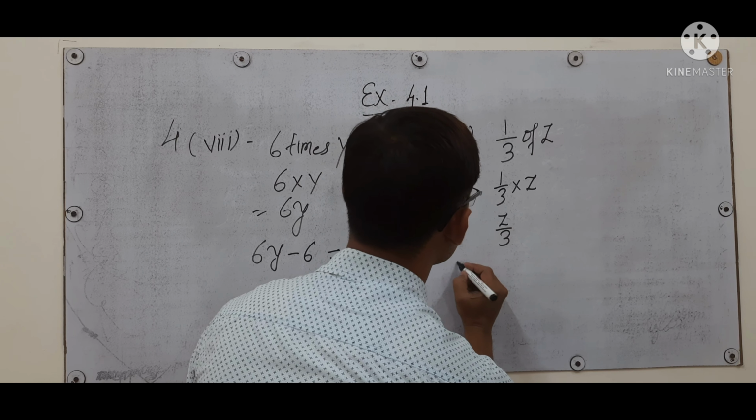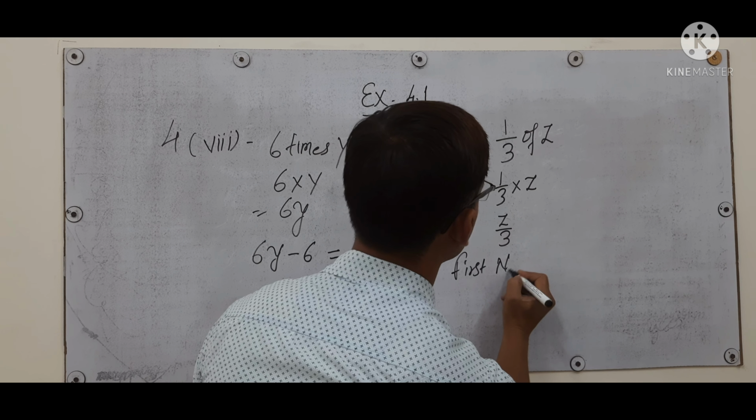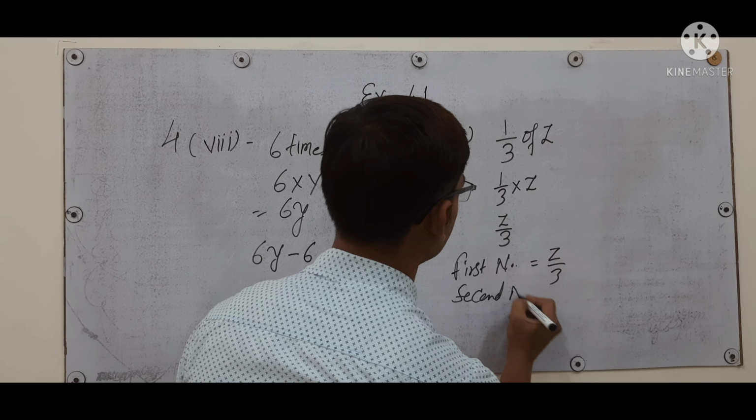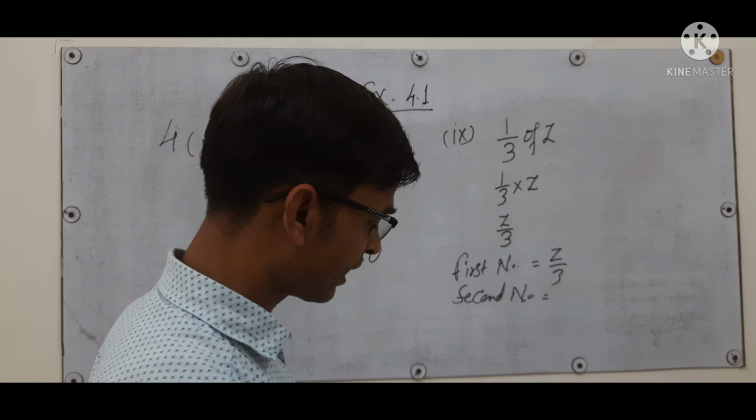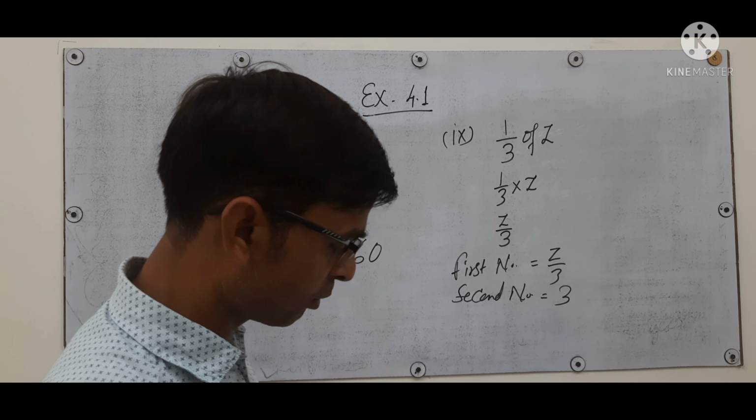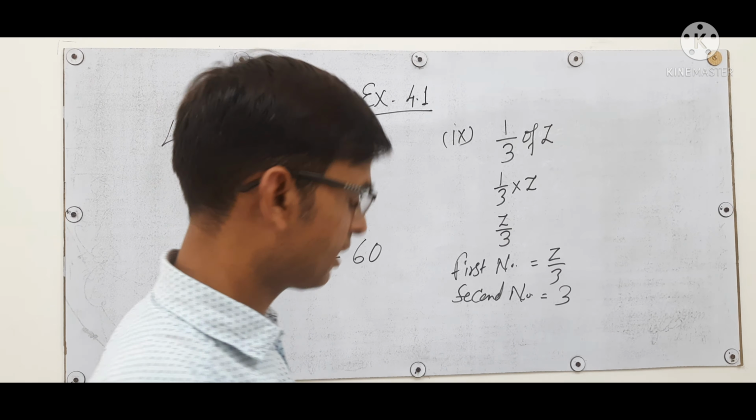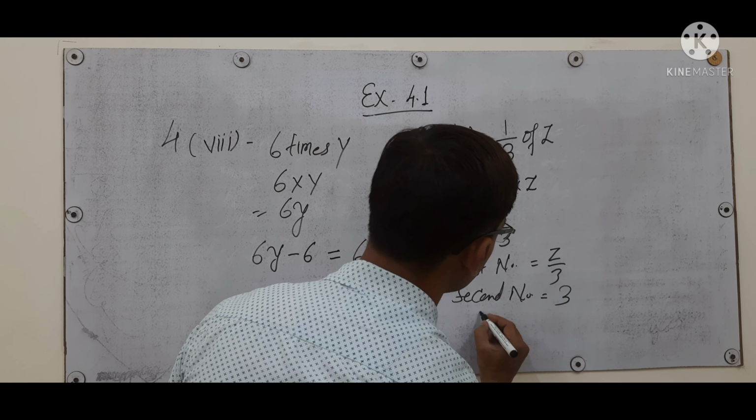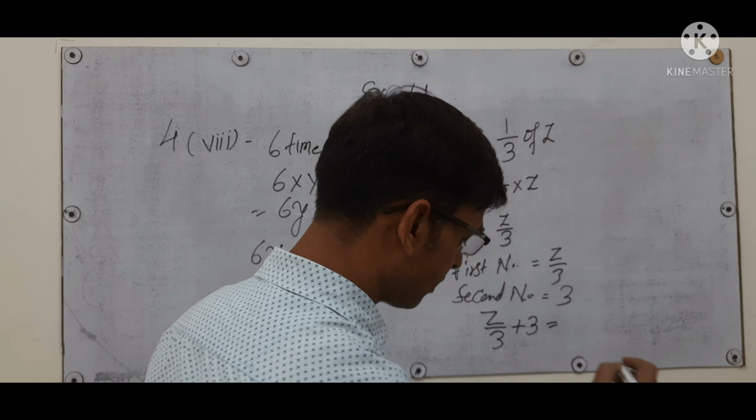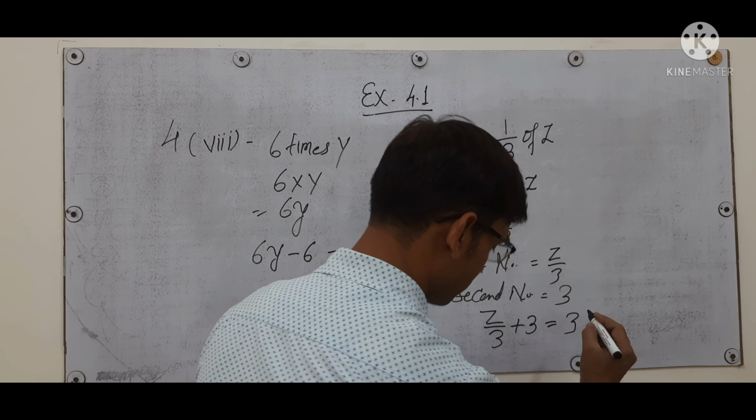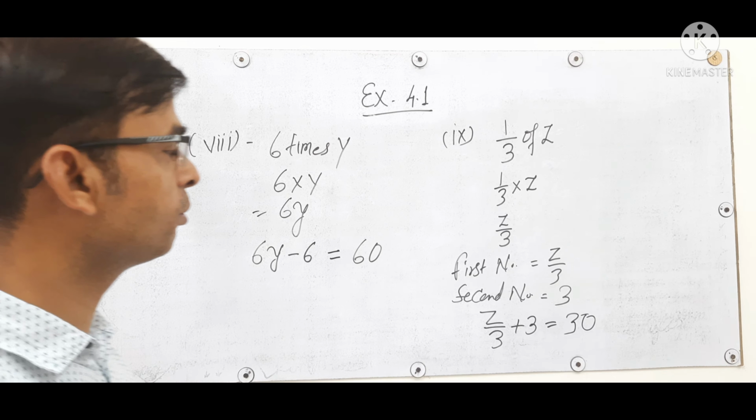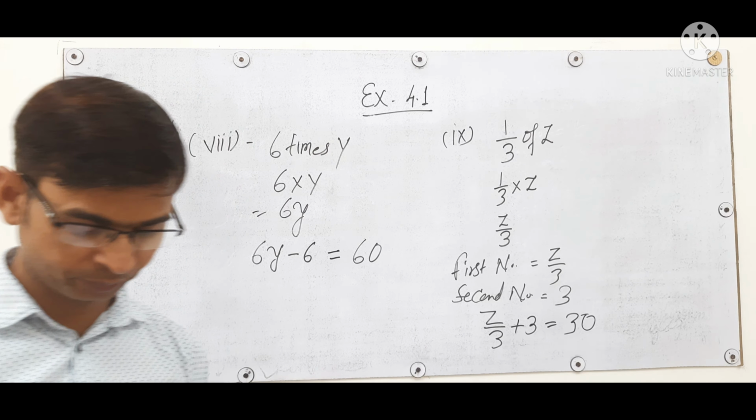So the first number given here is z upon 3, and the second number is 3. When we add the first number and second number, then you get 30. So writing in equation form, z upon 3 plus 3, and the possible solution will be 30. Okay, so this will be the equation form. You can note it from here.